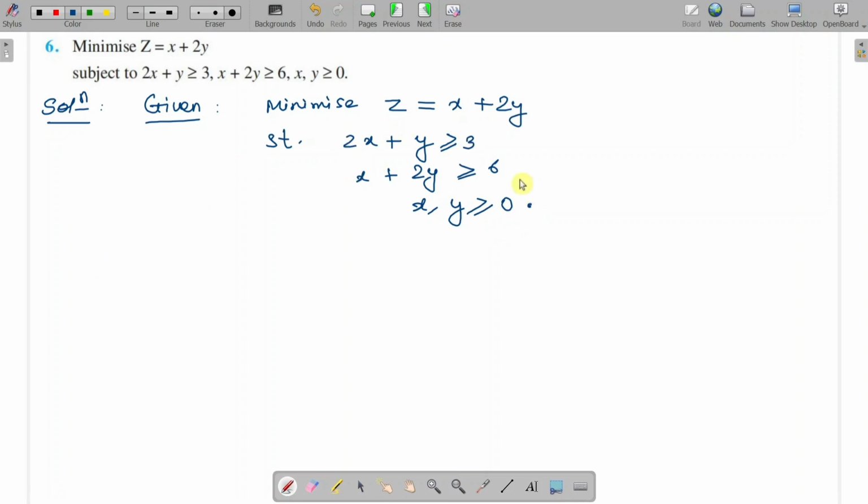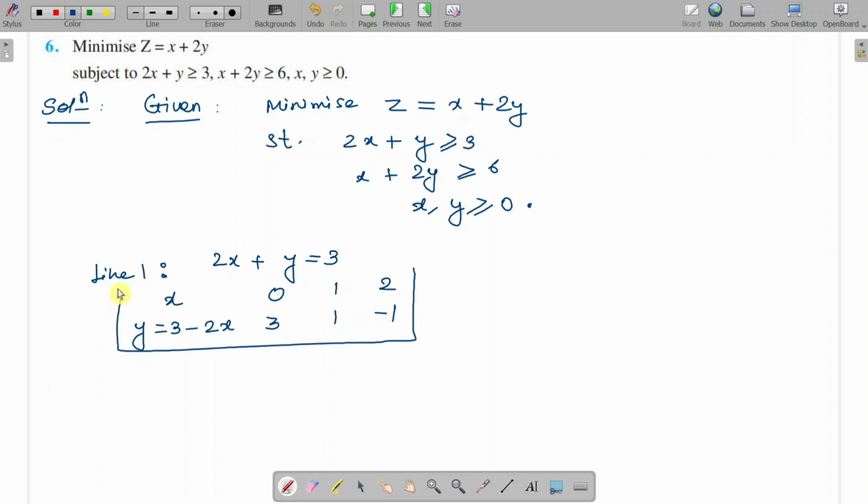Okay, so now we have these two inequalities, right? So corresponding lines we will write first. Line 1 will be corresponding to the first inequality, 2x plus y greater than or equal to 3. That means 2x plus y equal to 3, right? And y will be nothing but 3 minus 2x. So when x is 0, y is 3, and when x is 1, y is 1, then when x is 2, y is minus 1. This is the table for line 1.